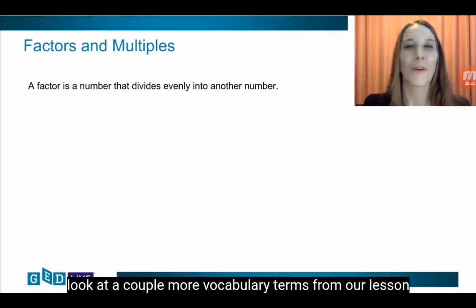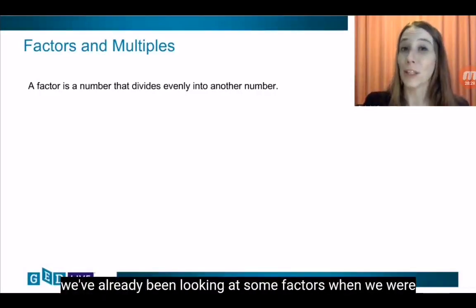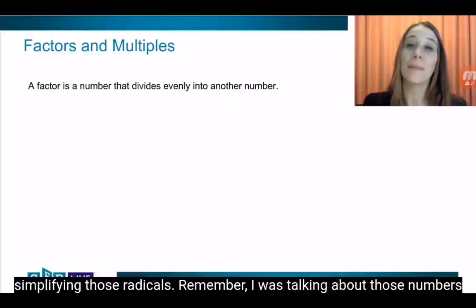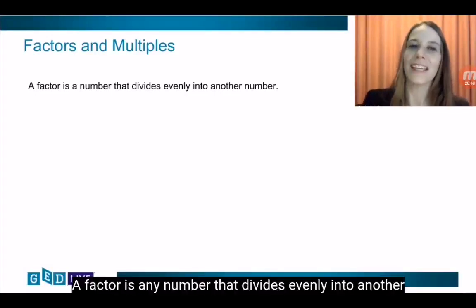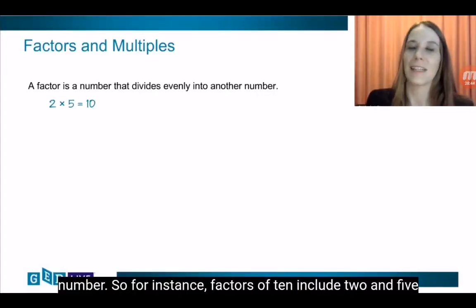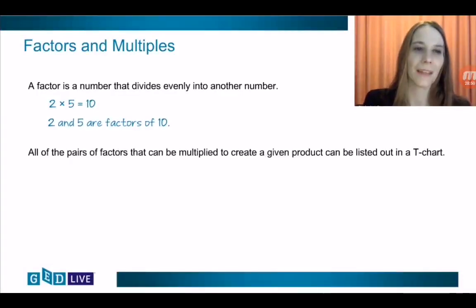Time to look at a couple more vocabulary terms from our lesson objectives. I'm talking about factors and multiples. Now, in fact, we've already been looking at some factors when we were simplifying those radicals. Remember, I was talking about those numbers that multiply to give you one of the numbers. That's a factor. A factor is any number that divides evenly into another number. So, for instance, factors of 10 include 2 and 5, because 2 times 5 is 10.